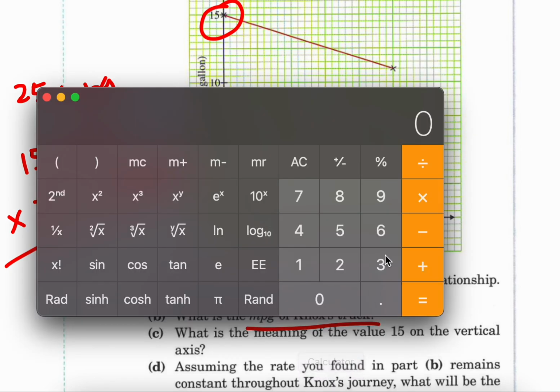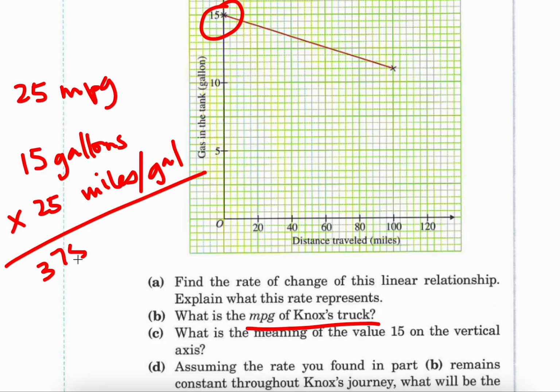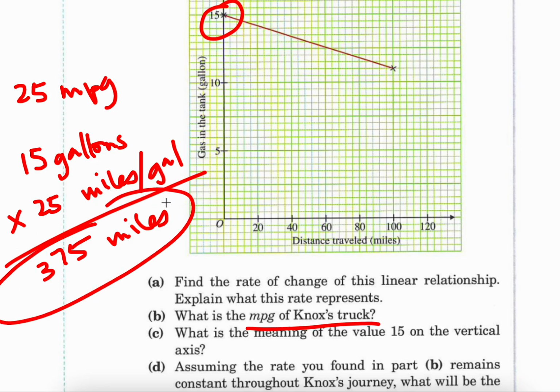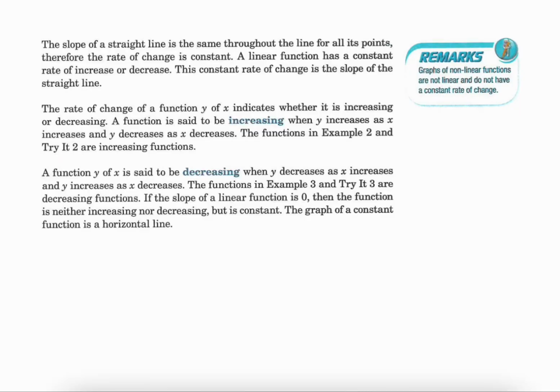And so let's put that in our calculator. 15 times 25, 375. 375 miles. So if Knox were to use up all that gas, then he can go a total of 375 miles because each gallon gets you an extra 25 miles. And that's it. All right, so to summarize everything that we've learned so far, you can add this into your notebook.